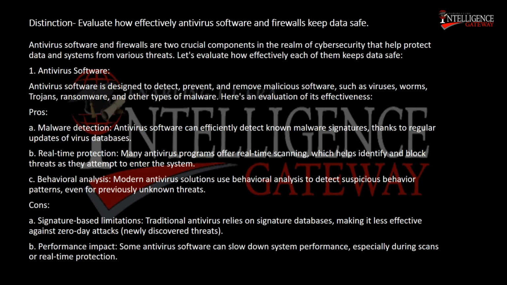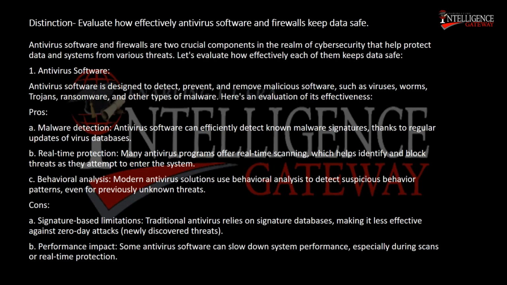Antivirus software. Antivirus software is designed to detect, prevent, and remove malicious software, such as viruses, worms, trojans, ransomware, and other types of malware. Here's an evaluation of its effectiveness. Pros. A. Malware detection. Antivirus software can efficiently detect known malware signatures, thanks to regular updates of virus databases. B. Real-time protection. Many antivirus programs offer real-time scanning, which helps identify and block threats as they attempt to enter the system.